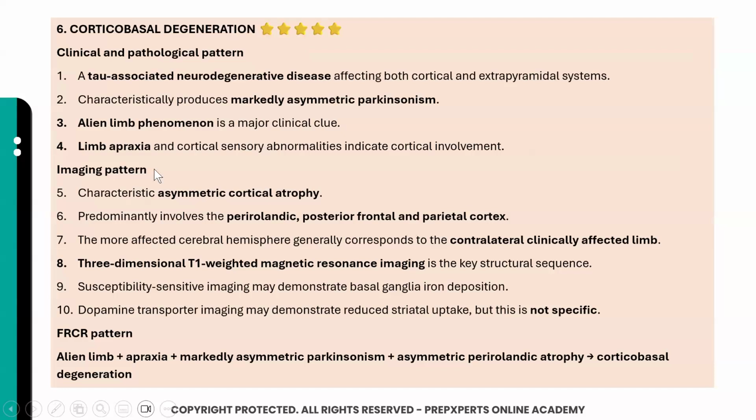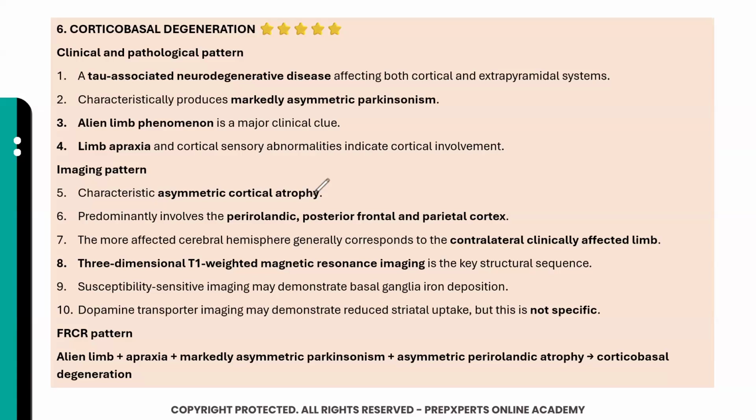Okay, the last case here is corticobasal degeneration. That is a tau-associated neurodegenerative disease affecting both cortical and extrapyramidal function. So the symptoms involved are cortical and extrapyramidal. Markedly asymmetric Parkinsonism, and alien limb phenomenon is very important. And then we have limb apraxia and cortical sensory abnormality indicating cortical involvement.